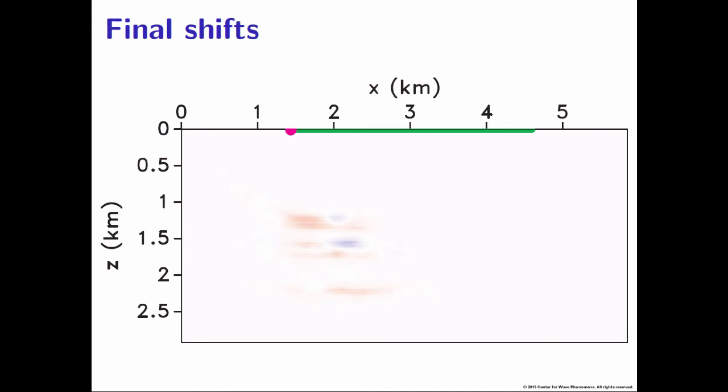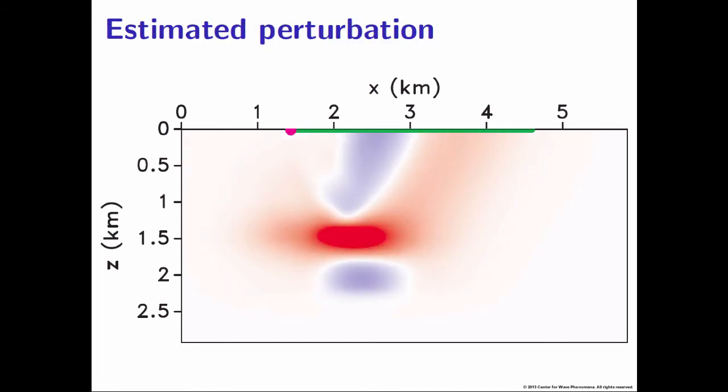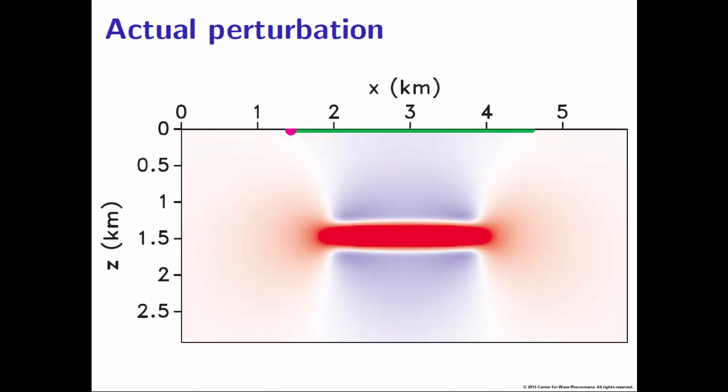After inversion, we are actually able to correct most of the misalignment between these two images. And this is the estimated perturbation using only a single shot, the shot that I'm considering. You see that the inversion is able to pick up the increase in velocity inside the reservoir, is also able to pick the different sign of the perturbation outside the reservoir, and is also able to constrain the lateral extent of the perturbation fairly well.